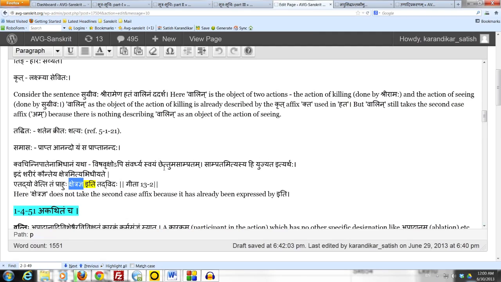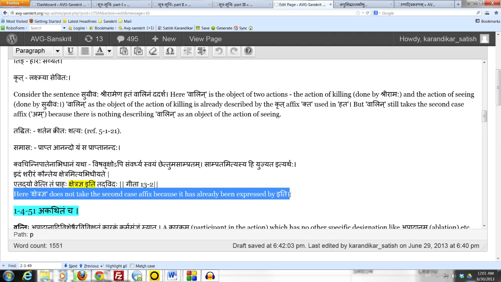So clearly kshetrajna is the object of the talking or narrating. Kshetrajna is the object of prahu. Then why doesn't Kshetrajna take the Dvitiya Vibhakti? Here Kshetrajna does not take the second case affix because it has already been expressed by iti, the indeclinable iti. That is what is shielding Kshetrajna. Iti is an end quote. What is inside the quotation is already described by iti. Inside the quotation is a single word Kshetrajna. Since iti has already described it, it does not take the Dvitiya Vibhakti because the condition Anabhihite is not satisfied, and Kshetrajna defaults to the Prathama Vibhakti in the sense of Pratipadika Matre.